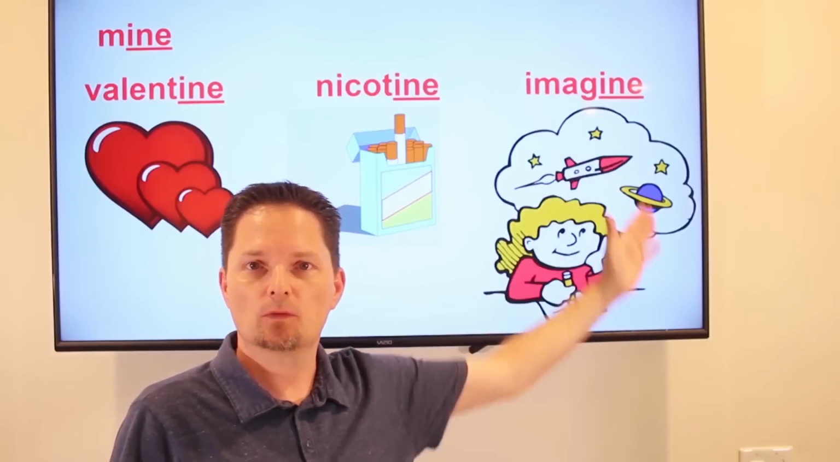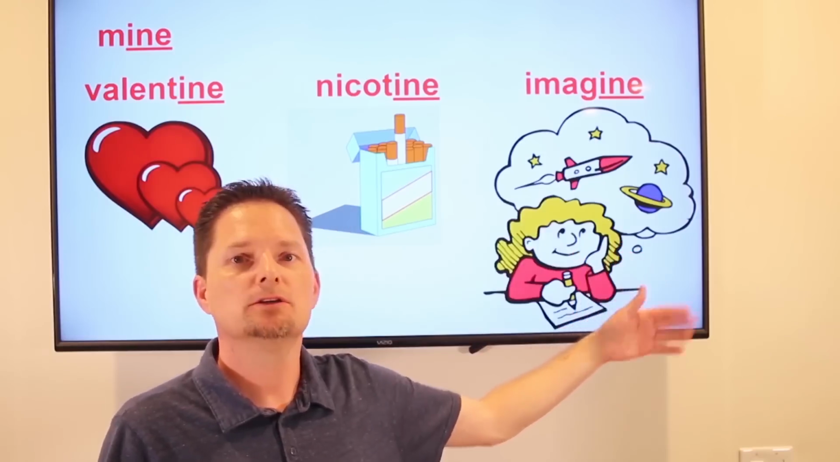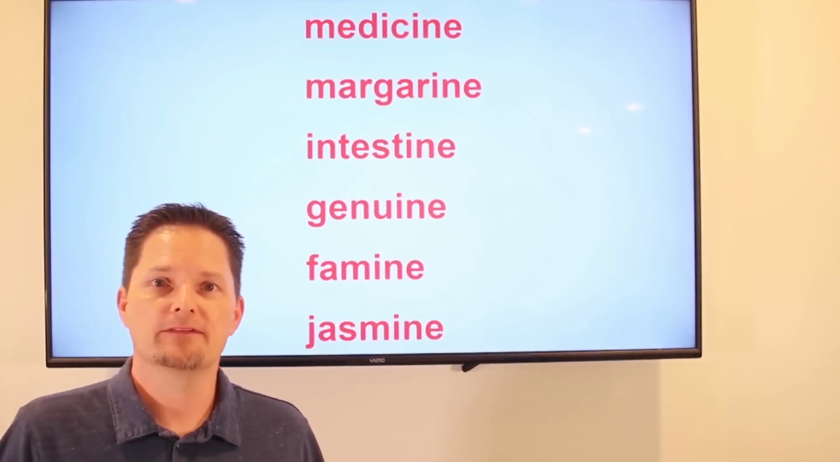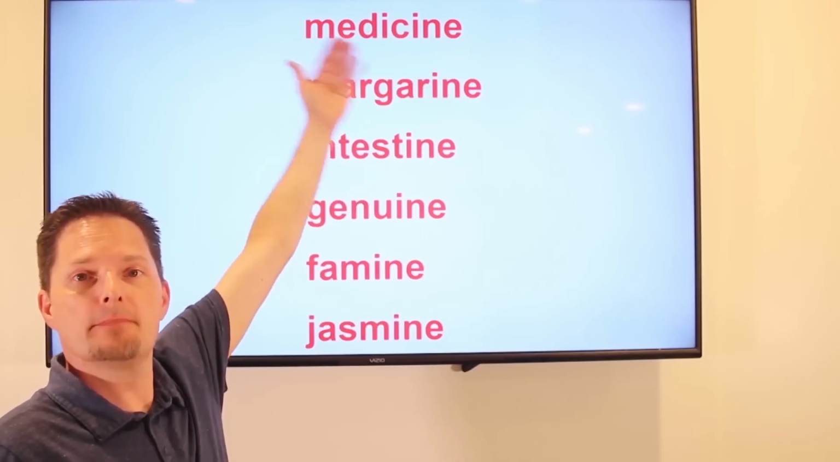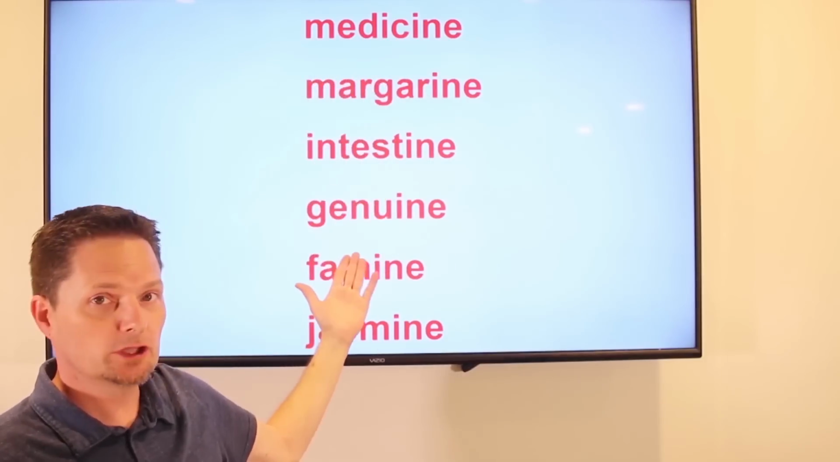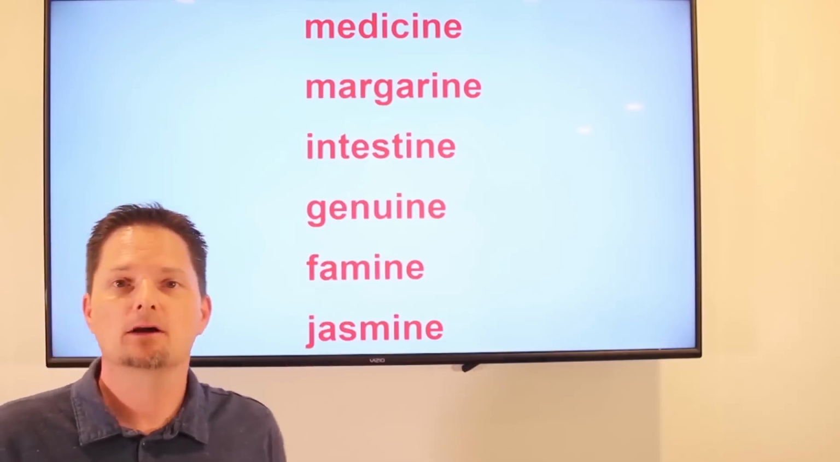We're focusing on these words right now because my students make more mistakes with this pronunciation than others. So let's practice this one. So we're going to practice the pronunciation of the sound in for INE. Example: medicine, margarine, intestine, genuine, famine, and jasmine. Let's take a closer look.